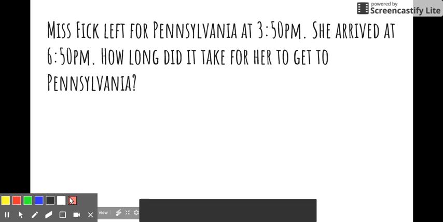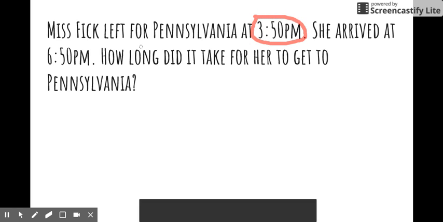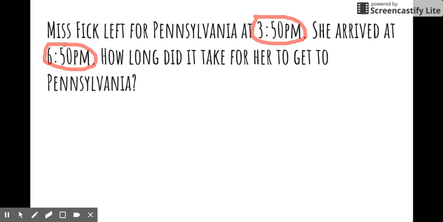And I'm noticing that this is a word problem. So I'm going to go down and get my pencil, and I'm going to circle the important numbers, which in this case are times. And I'm going to underline the question that's asking me to find how long it took for Miss Fick to get to Pennsylvania. Then I'm going to put a box around some important math words.